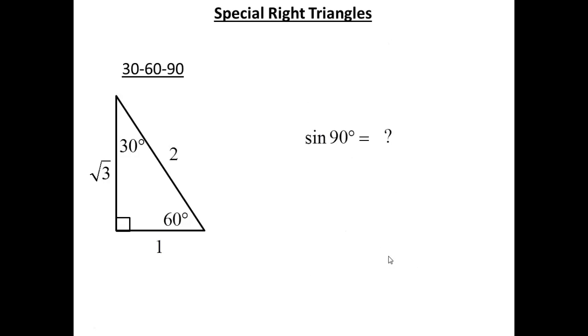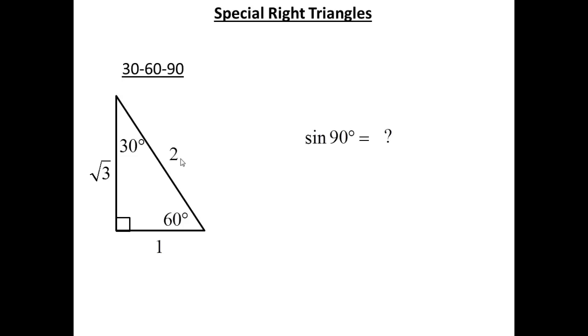Sine of 90 degrees. Well, if I try to use right triangle trigonometry, I might start with, well, here's a right triangle. 30, 60, 90. So if this is 90, sine is opposite over hypotenuse. Well, what's the opposite side? The opposite side of the 90-degree angle is the hypotenuse. So is the sine of 90 equivalent to hypotenuse over hypotenuse, 2 over 2, which is 1?